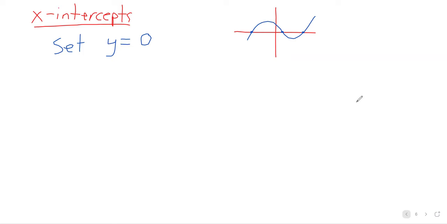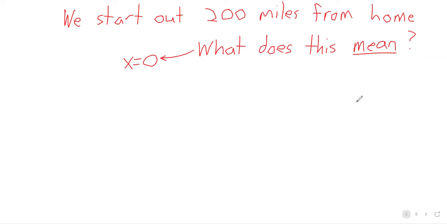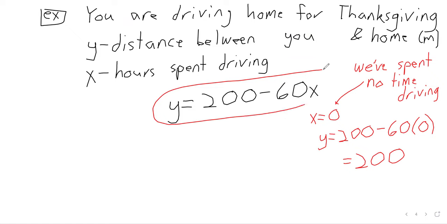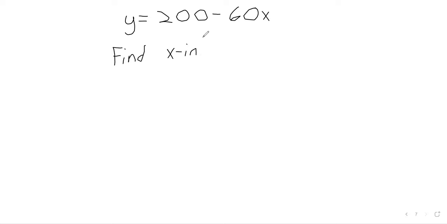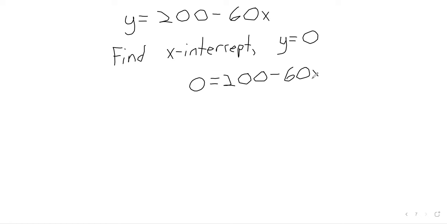Let's do a problem where we can get an answer. Let's go ahead and stick with this. So let's find the x-intercept. And I've already said, to find the x-intercept, we set y to 0.